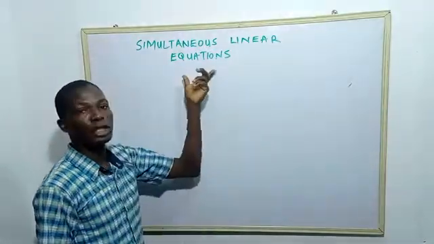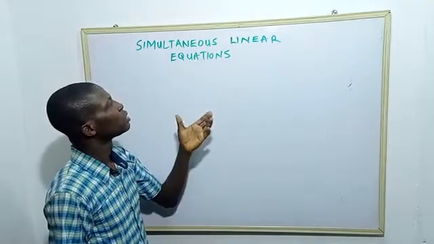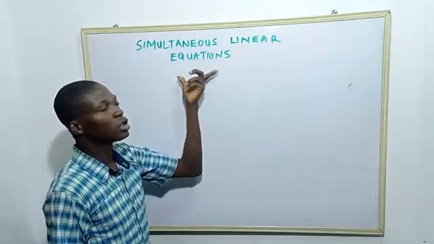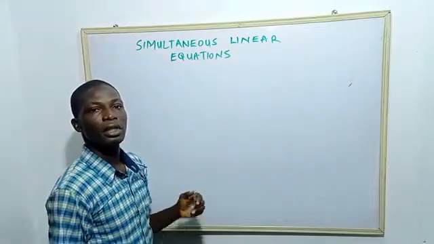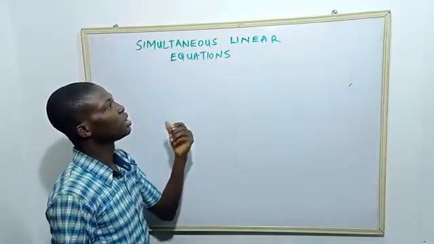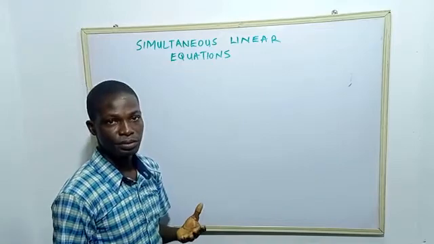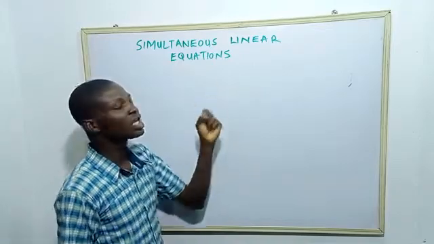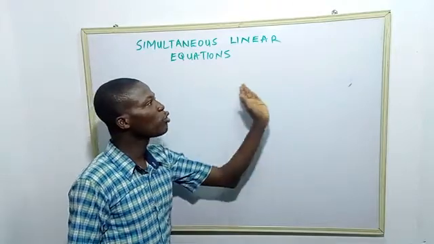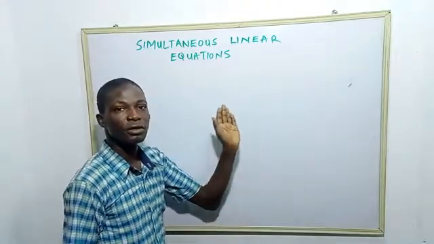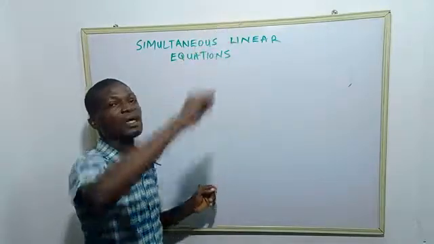Simultaneous linear equations. What do we call a linear equation? A linear equation is an equation that contains two variables that, when we plot it in a graph, will give us a straight line.